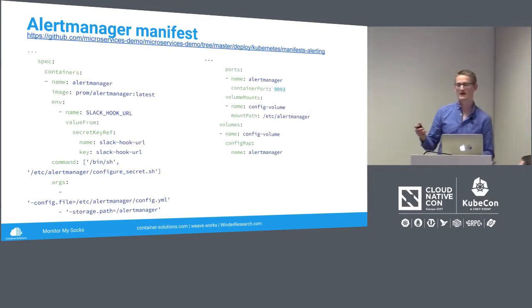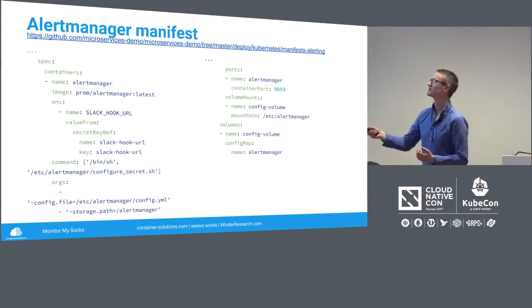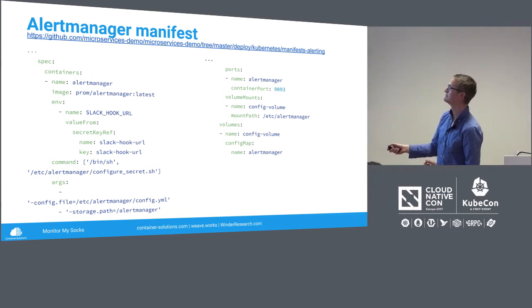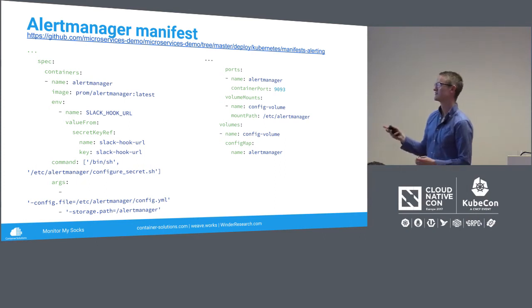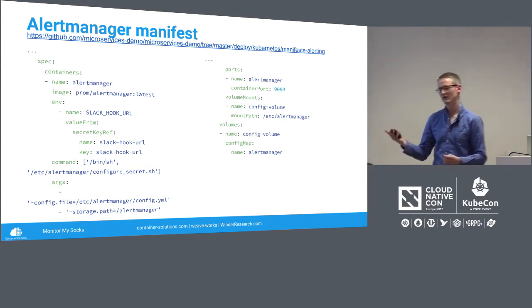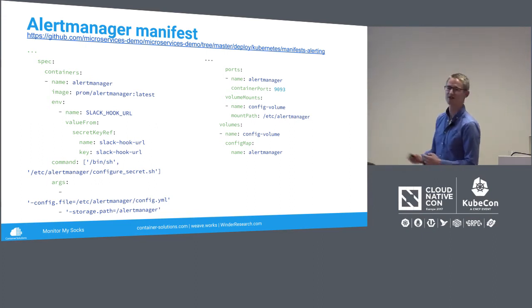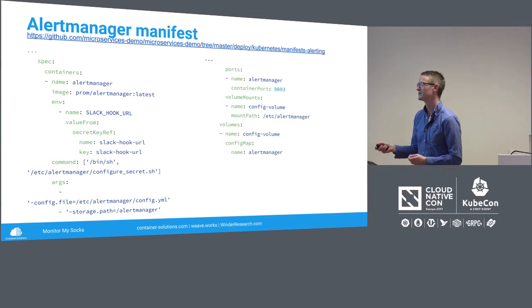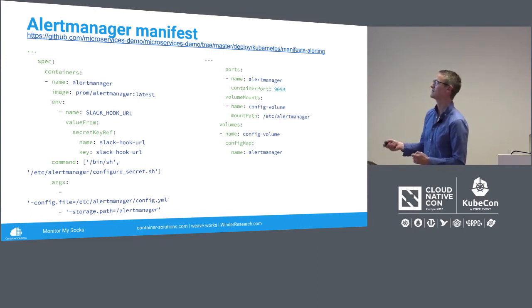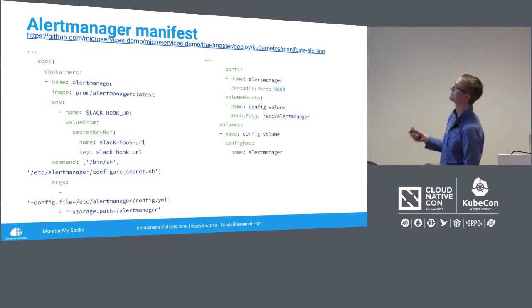So again, we've got manifests in that repository that define the Alert Manager dependency. And again, we're using a volume mount to pass in the settings file for the Alert Manager. And inside the settings file, you've got lots of things like your Slack secret and all of the other options which define how you want Alert Manager to alert. And in this case, we have a Kubernetes secret set up called a Slack hook URL, and that's being written by this little script into the configuration file.